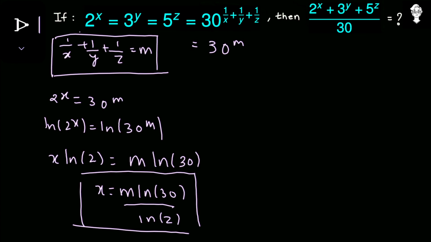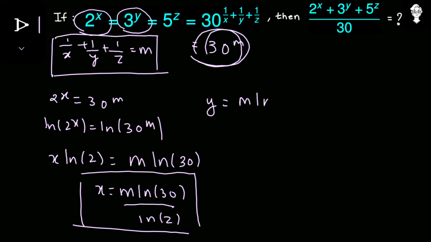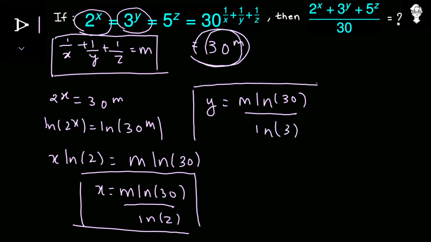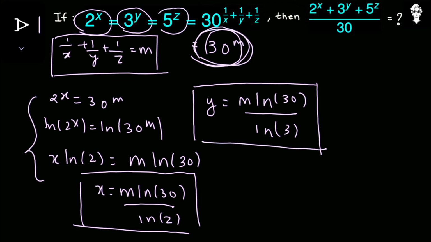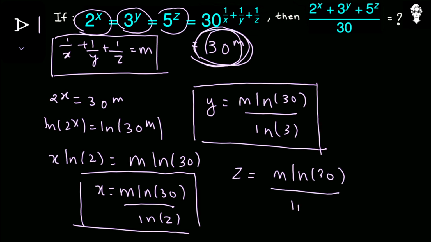Okay. So what we did is we equated 2 to the power x is equal to 30 to the power m. Now we will equate 3 to the power y is equal to 30 to the power m. We will follow the same procedure, so we will get the value of y, which is equal to m times the natural log of 30, and in the denominator we will have natural log of 3. Just equate and apply the same thing to get the value of y. And now we'll compare 5 to the power z is equal to 30 to the power m, and apply the same procedure. So we will have the value of z, which is equal to m times the natural log of 30 upon natural log of 5. So you have to follow the same procedure to get the values of y and z.